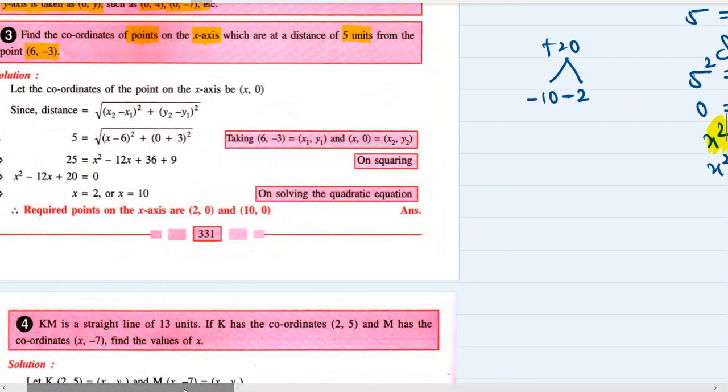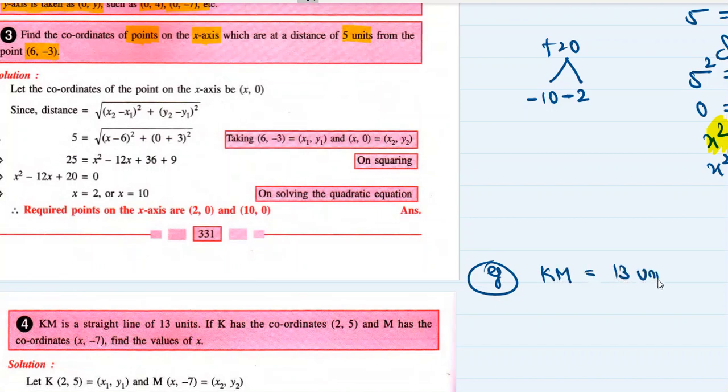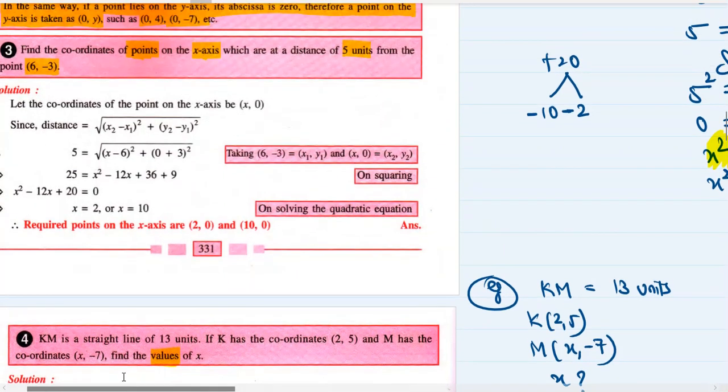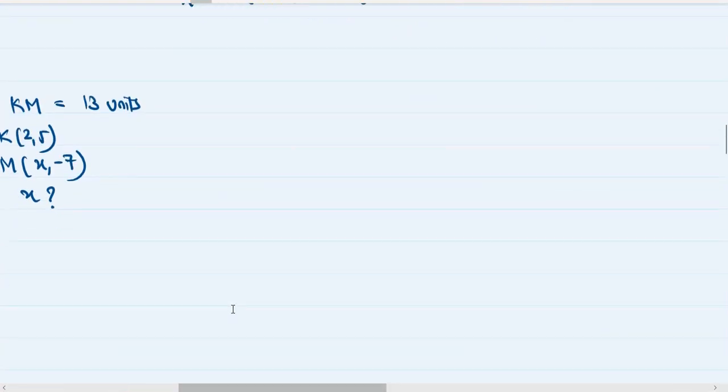KM is a straight line of 13 units. Let me write over here. KM is equal to 13 units. It's a straight line. K has the coordinates 2 comma 5 and M has the coordinates x comma minus 7. Find the value of x. Again, they have a hint in the question that you will not get a single value of x in the answer. You might get two different values of x. Not a problem. We can solve it.